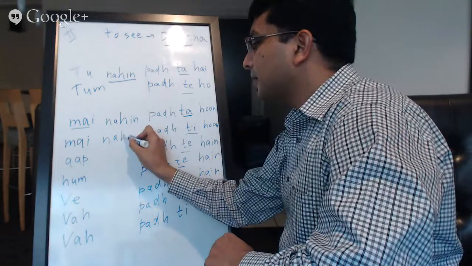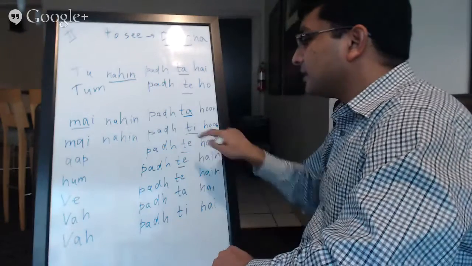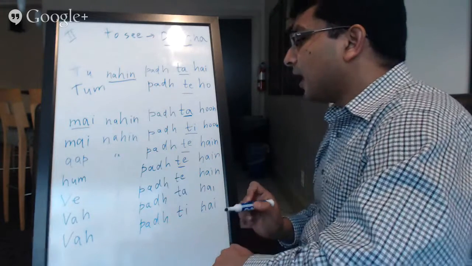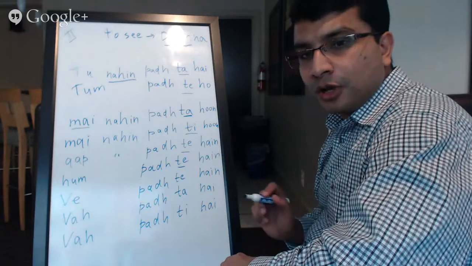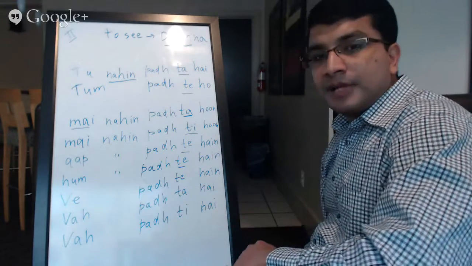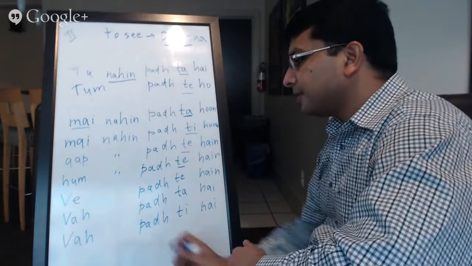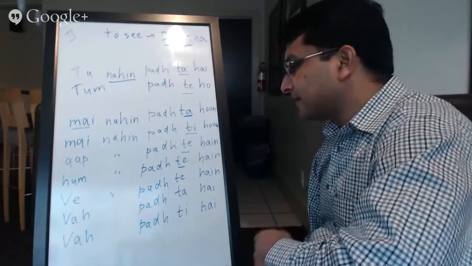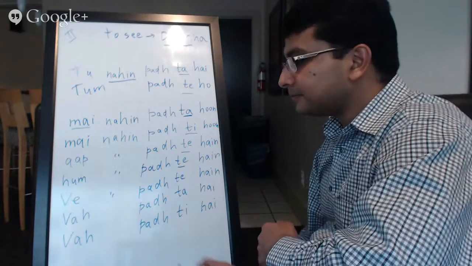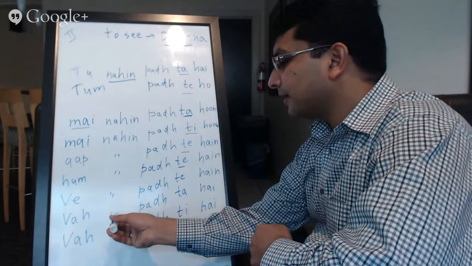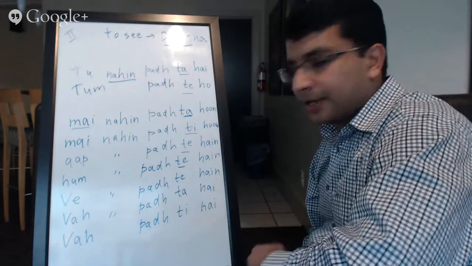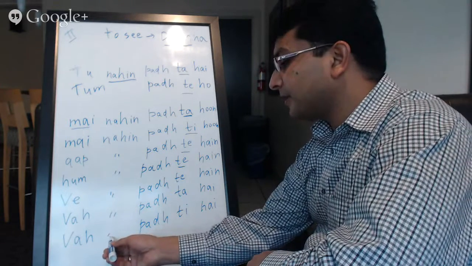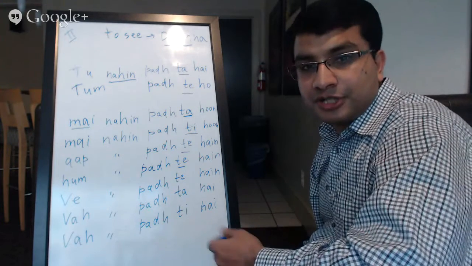Again here, मैं नहीं पढ़ती हूँ, for a girl. Similarly, आप नहीं पढ़ते हैं, you do not read. हम नहीं पढ़ते हैं, we do not read. वे नहीं पढ़ते हैं, they do not read, or they do not study. वह नहीं पढ़ता है, he does not study, or he does not read. And then वह नहीं पढ़ती है, she does not read or she does not study.